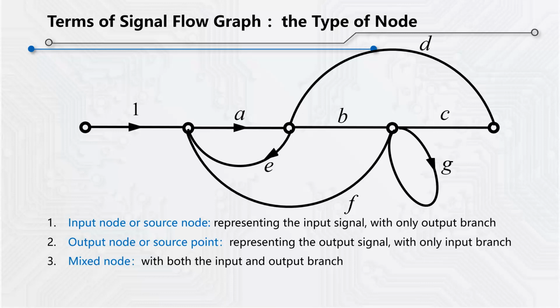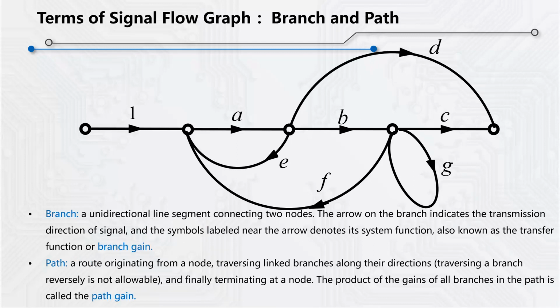For example, this node. The third type is the mixed node, which has both input and output branches, such as these nodes in the figure. All of them are mixed nodes. Next, let's pay attention to the branch and path. Branch has been mentioned above. It is a unidirectional line segment connecting two nodes. The arrow on the branch indicates the transmission direction of the signal, while the symbols labeled near the arrow denote the system function between these two nodes, which is also called transfer function or branch gain.